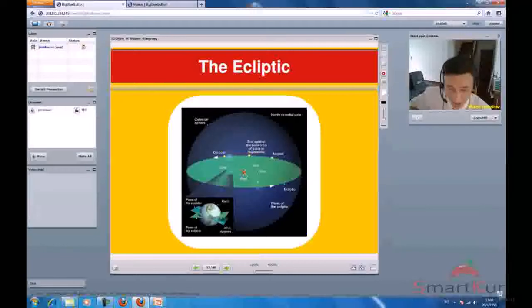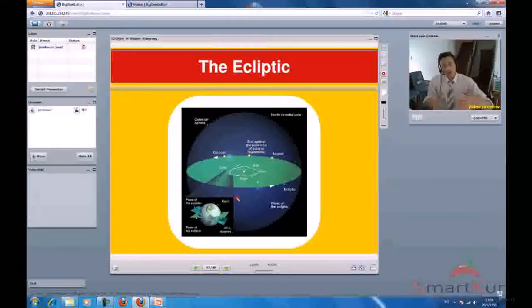Earth's axis and the seasons. The plane of the ecliptic. This is an imaginary plane that connects our orbit with the celestial sphere. Because of the inclination of our axis to the plane of the ecliptic, the Earth has its yearly cycle of seasons. Let's take a look at that on the next slide, number 27.